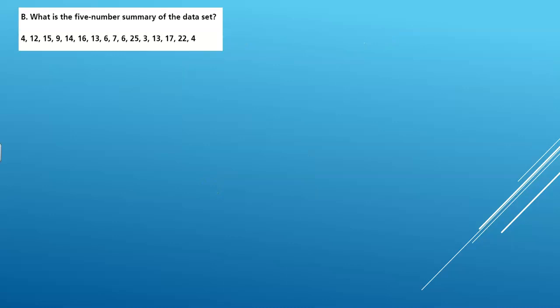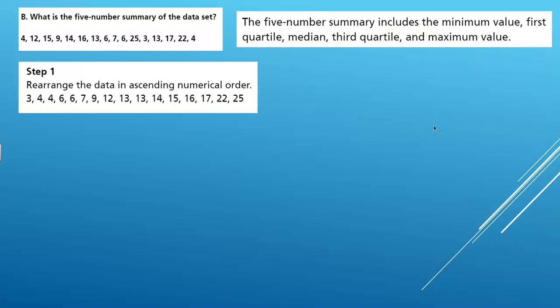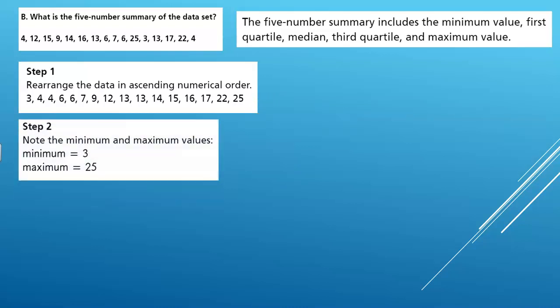Now notice we're looking for this 5-number summary. What does that mean? These are the 5 numbers we're looking for: a minimum value, the first quartile, the median, the third quartile, and the maximum value. If you were doing this by hand, you would rearrange the data in ascending numerical order. And you've probably done that before, but that sorting helps out a lot if you're going to do it by hand. Note that 3 is the minimum because it's the smallest here, and 25 is the maximum.